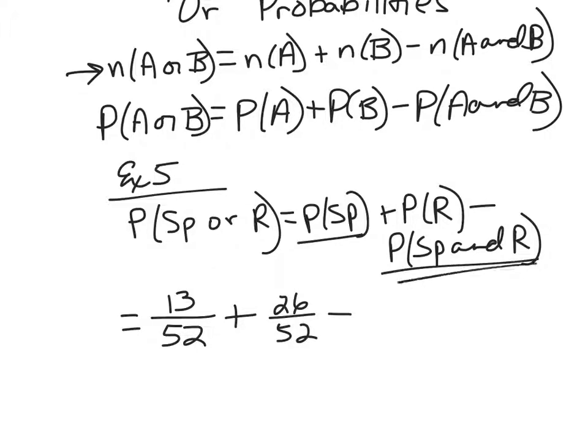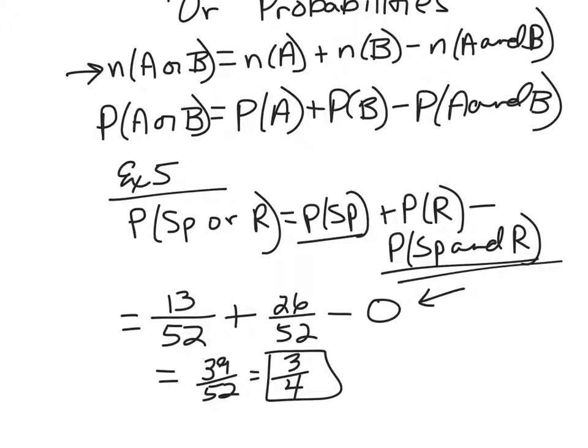Minus, anyone, what's the probability the card would be both spade and red? 0. Remember I said in the last chapter that if you got a 0 for that part, then the events were called disjoint or mutually exclusive. So 13 out of 52 plus 26 out of 52 is 39 out of 52, which reduces to 3/4. If we change the problem to say what are the odds of picking a spade or a red, you'd say 3 to 1. If we change the problem to say what are the odds against, you would say 1 to 3.